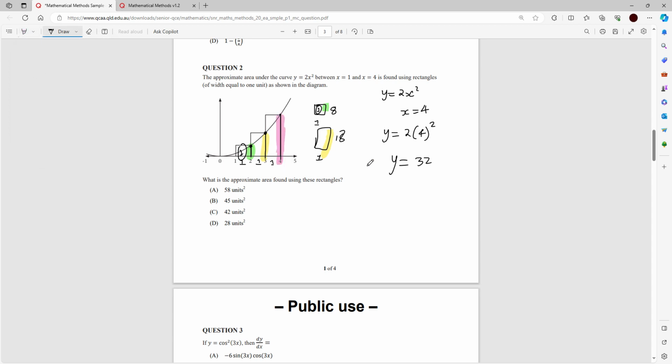Okay. So what that means is we need to find the area of these rectangles here. The way we do that is just length times width. Pretty basic stuff there.